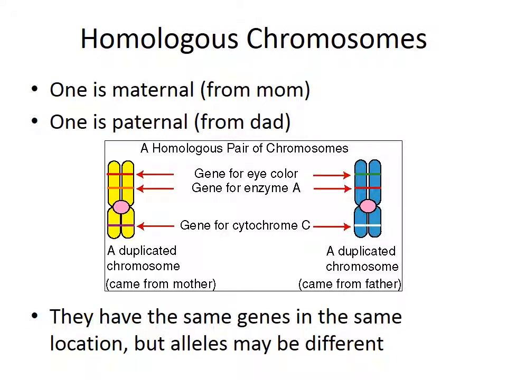If you look at this picture, it's a pair of homologous chromosomes. So the yellow chromosomes came from mother, and that's a duplicated chromosome. The blue chromosomes came from the father. Again, that's another duplicated chromosome. And you can see that both of those chromosomes have a gene for eye color. Now, it could be that the gene for eye color from the mother was the gene that codes for blue eyes, and the gene for eye color that came from father is the gene that codes for brown eyes. But both of those genes are still coding for eye color proteins.